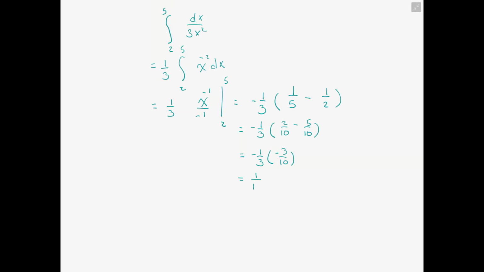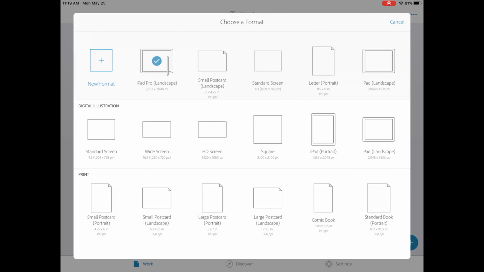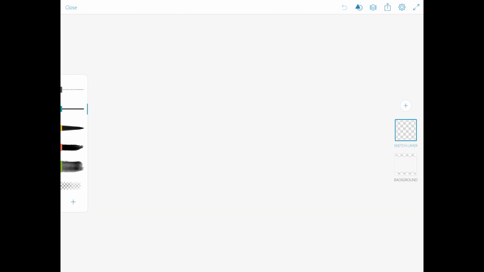Let's get that correct. Minus 5/10, and that's equal to -1/3 times -3/10, and that's equal to 1/10. You have to be careful with your signs. That's the trick to these, is to be very careful about how you evaluate these.